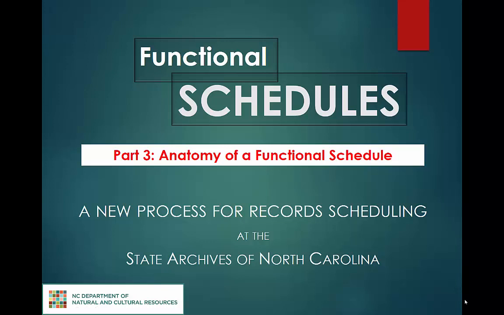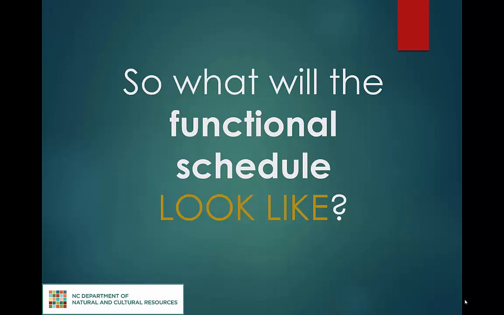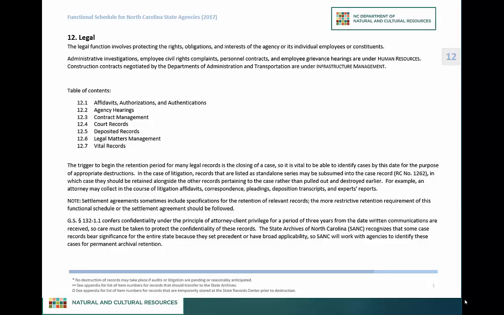The State Archives of North Carolina undertook a project to revamp the records retention and disposition schedules of state agencies. This training module reviews the anatomy of a functional schedule. So what will the functional schedule look like? There is a records retention and disposition schedule for each of the 16 functions of state government.